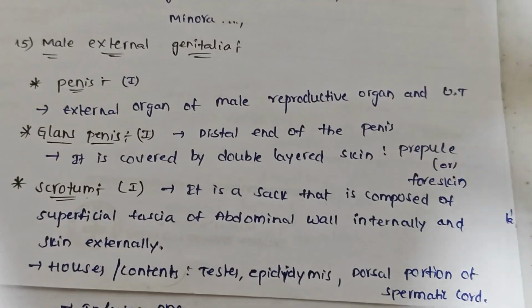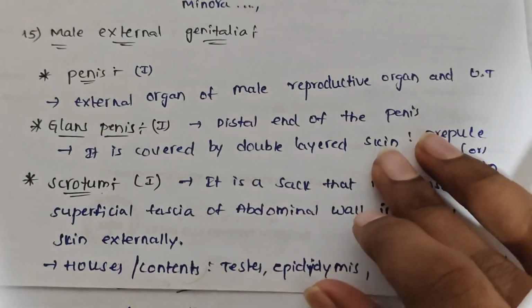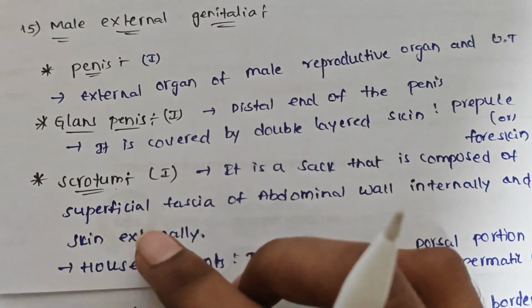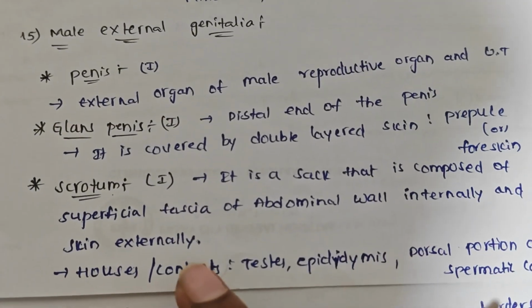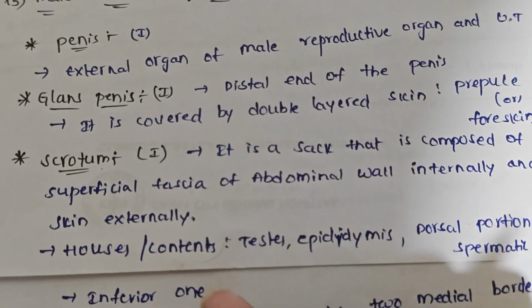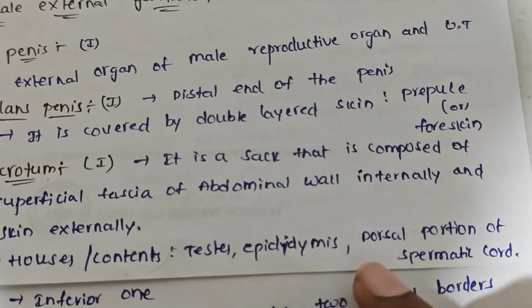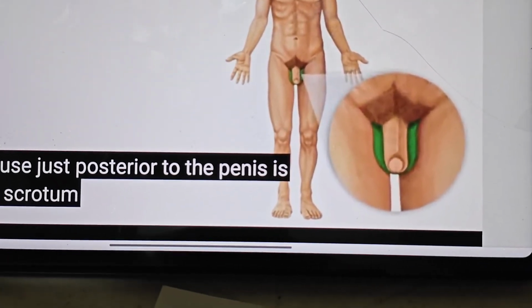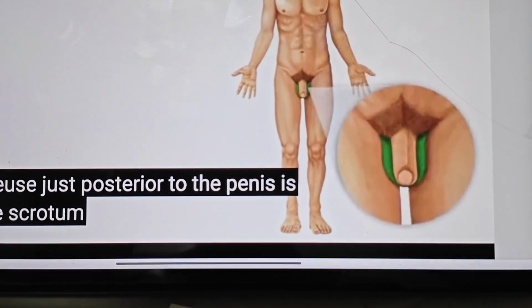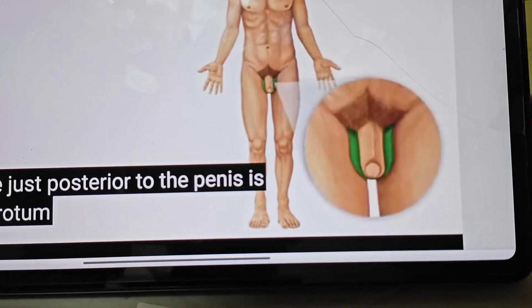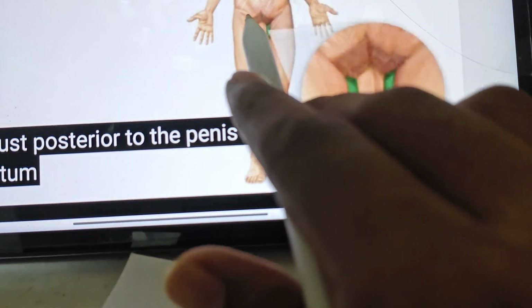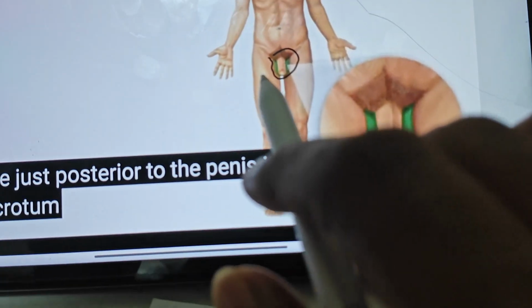Now next anatomical landmark is the scrotum. It is a sac that is composed of superficial fascia of the abdominal wall internally and skin externally. The contents of the scrotum are the testes, epididymis, and the distal portion of the spermatic cord. This one is the scrotum.